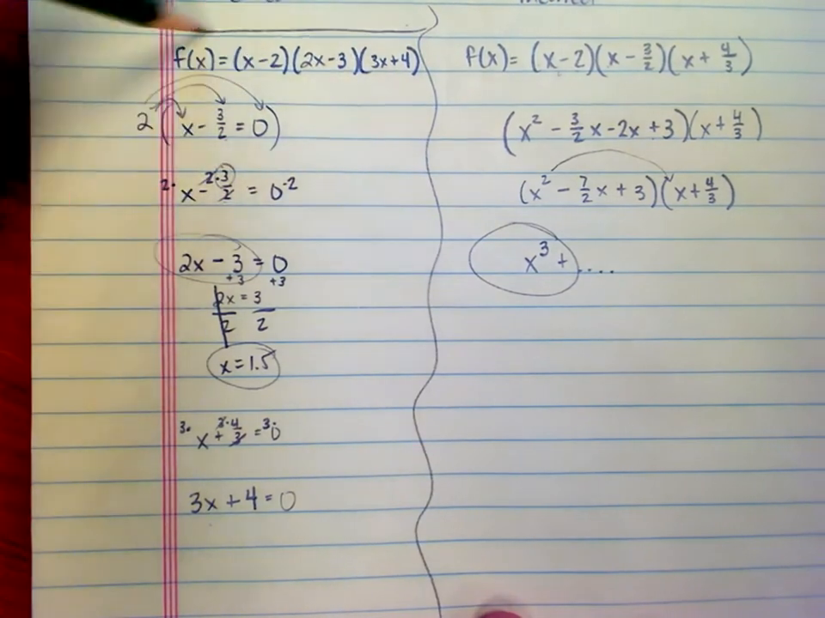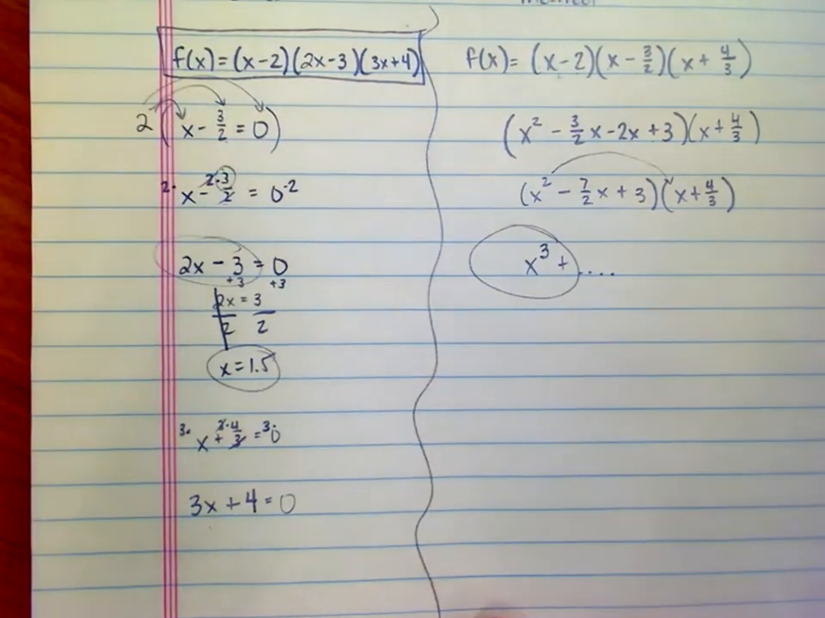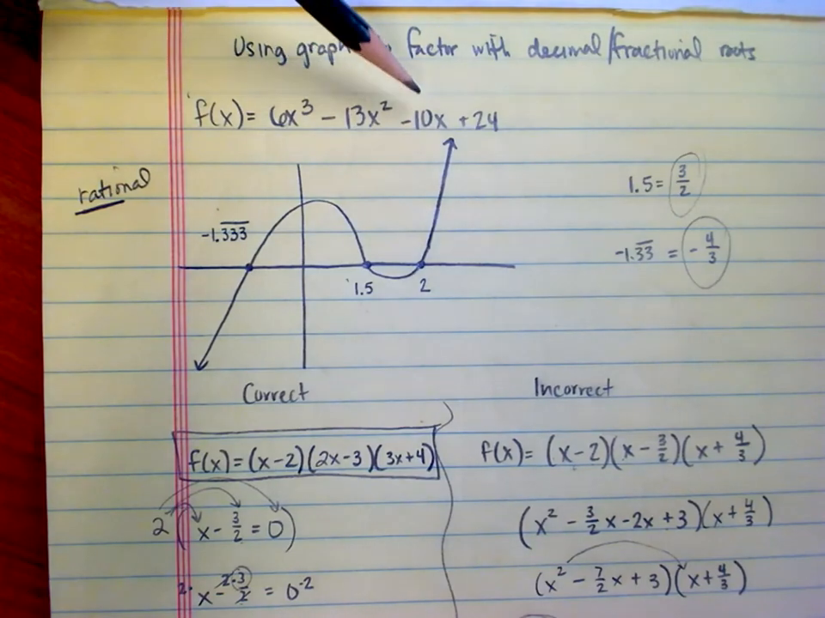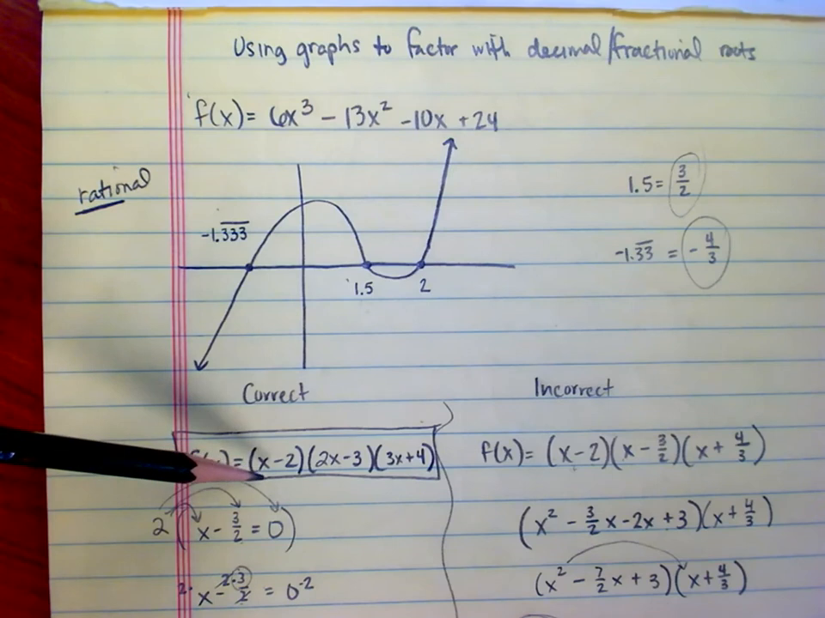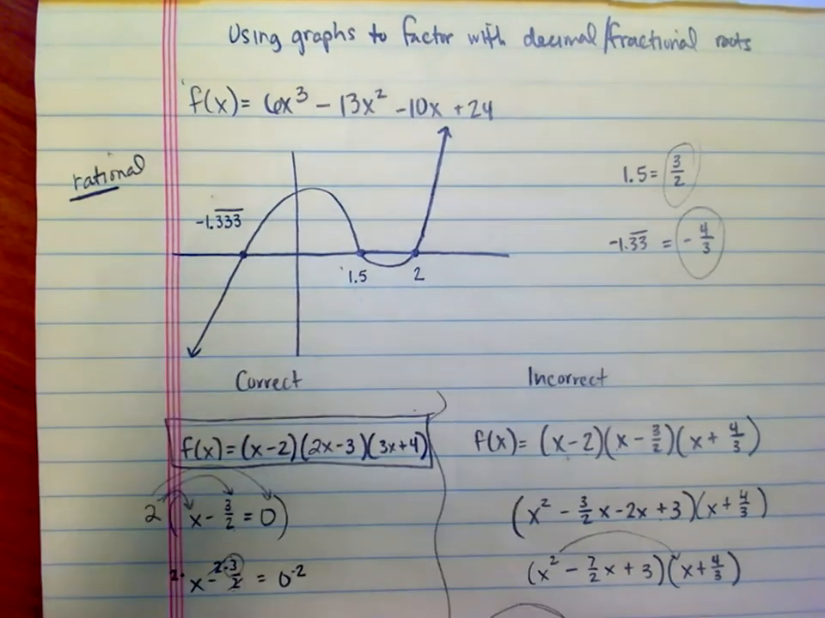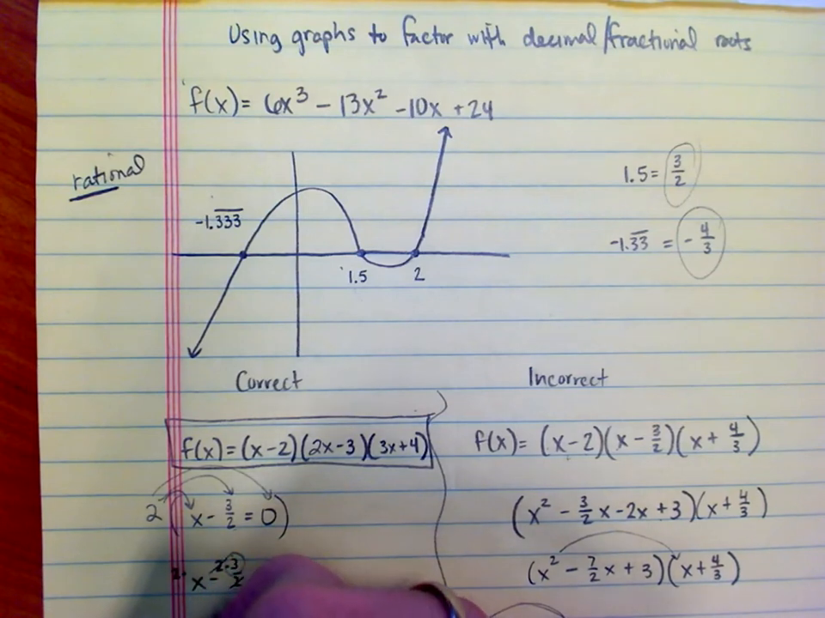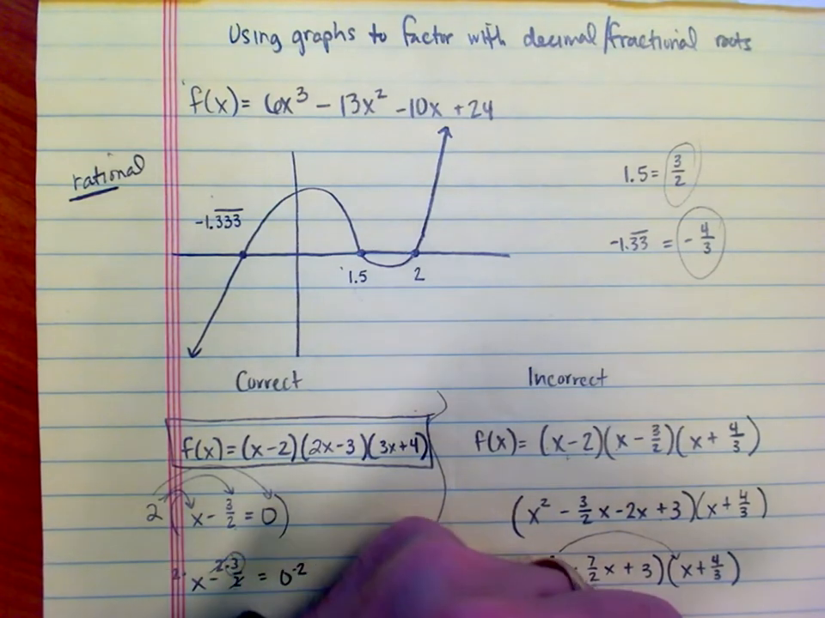So the correct factorization of the original equation, which is 6x cubed minus 13x squared minus 10x plus 24, the correct factorization is this format. Now let me prove it to you real quick, okay? So here we go. I'm just going to prove the answer by going through, and I'm going to FOIL everything out for you.